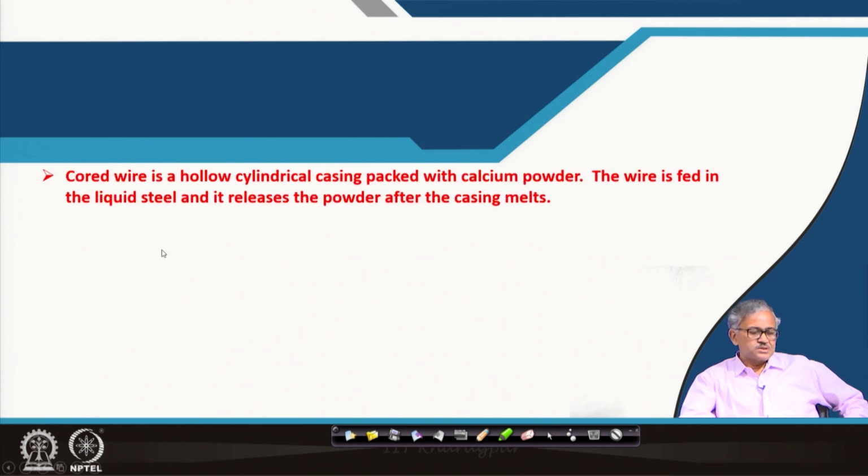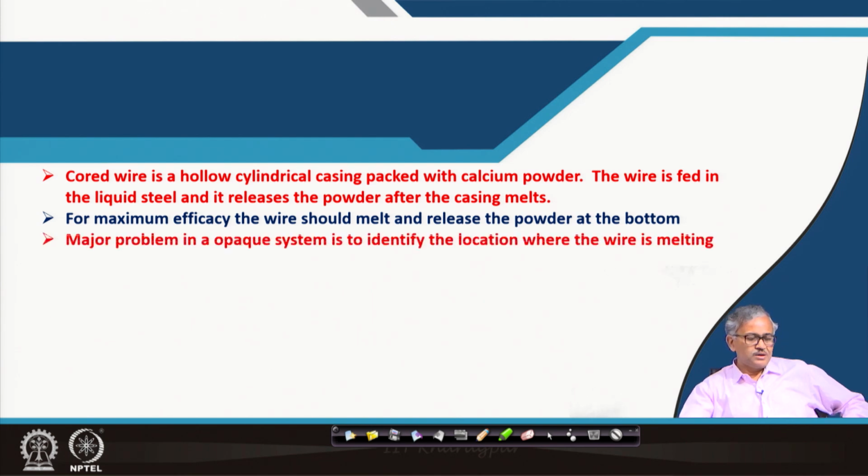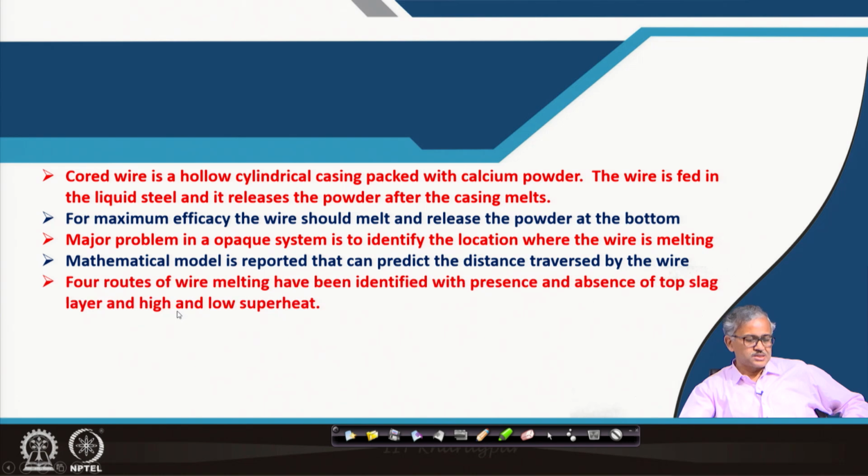And the conclusions, so what we can say: the cored wire is a hollow cylindrical casing packed with calcium powder, as I said. The wire is fed into the liquid steel and after it melts, it releases the powder. For maximum efficacy, we have to insert the wire to the bottom of the ladle, and the major problem is that in the opaque system we cannot see where the wire is melting. That's why we need a mathematical model. So a mathematical model is reported that can predict the location of the wire melting, or how much distance the wire will traverse before it melts.